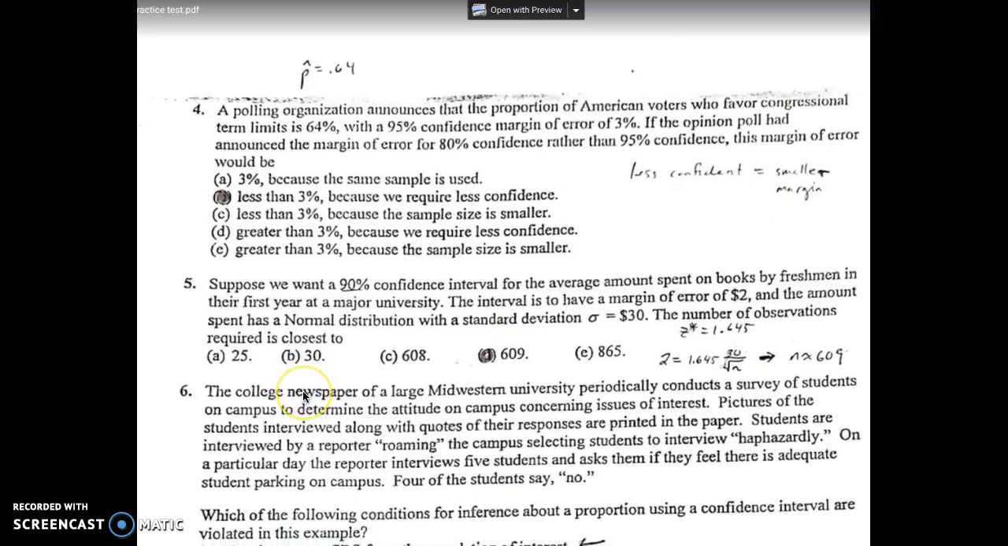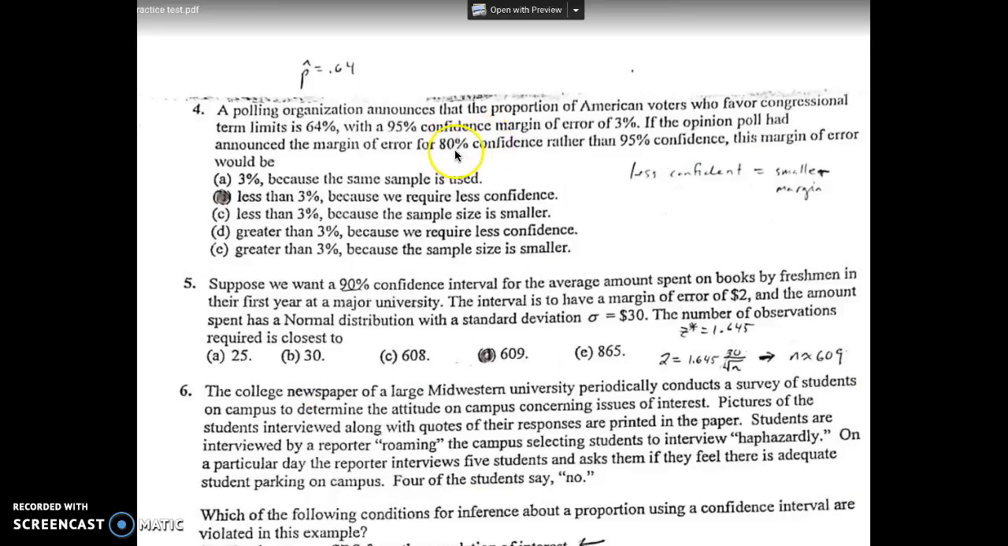Question 4 says a polling organization announces that the proportion of American voters who favor congressional term limits is 64%, with a 95% confidence margin of error of 3%. If the opinion poll had announced the margin of error for 80% confidence rather than 95% confidence, this margin of error would be what?